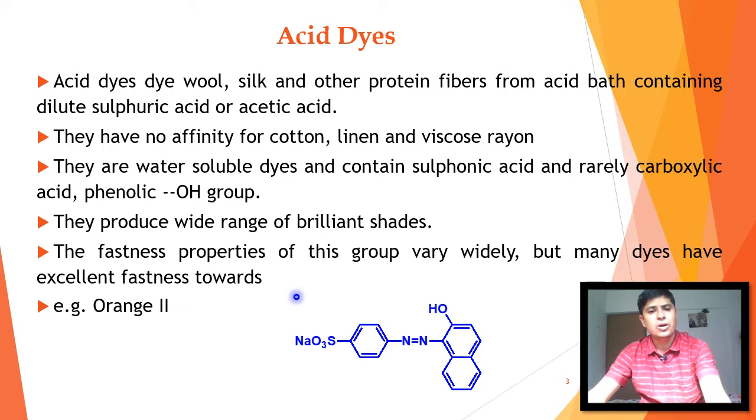For example, Orange II. This is an example of an acid dye. Orange II has an azo group, N double bond N, in its structure, and SO3Na as an auxochromic group, and a hydroxyl group as an auxochromic group. So this is an example of an acid dye, Orange II.